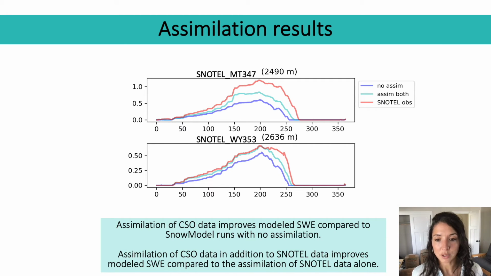These plots compare the modeled SWE at 2 SNOTEL sites, and they are both within our modeling domain. The y-axis shows the SWE depth, and the x-axis shows the day of the water year starting on October 1st. The red line shows what was observed at the SNOTEL station. The dark blue line shows the modeled SWE if we do no assimilation, and the light blue line shows the modeled SWE if we assimilate CSO and SNOTEL data. You can see that the assimilation of these data points improved the model performance by moving the modeled SWE line closer to observations.